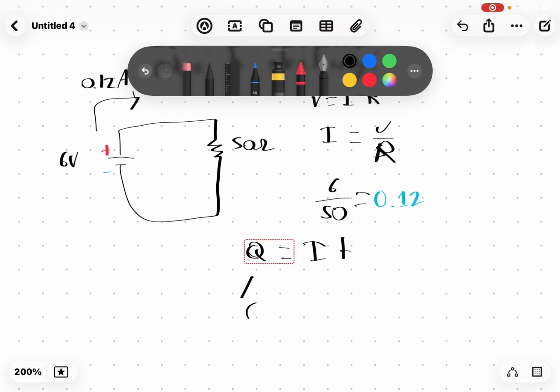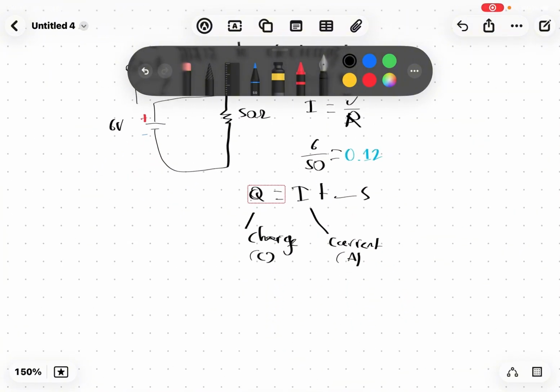So Q equals charge, the electric charge, and it's measured in coulombs, and then the current is measured in amps, and time is in seconds. From this formula we know that 1 coulomb equals 1 amp times 1 second. We're also able to rearrange formulas, guys. So I equals charge divided by time. We're able to do all this type of stuff.